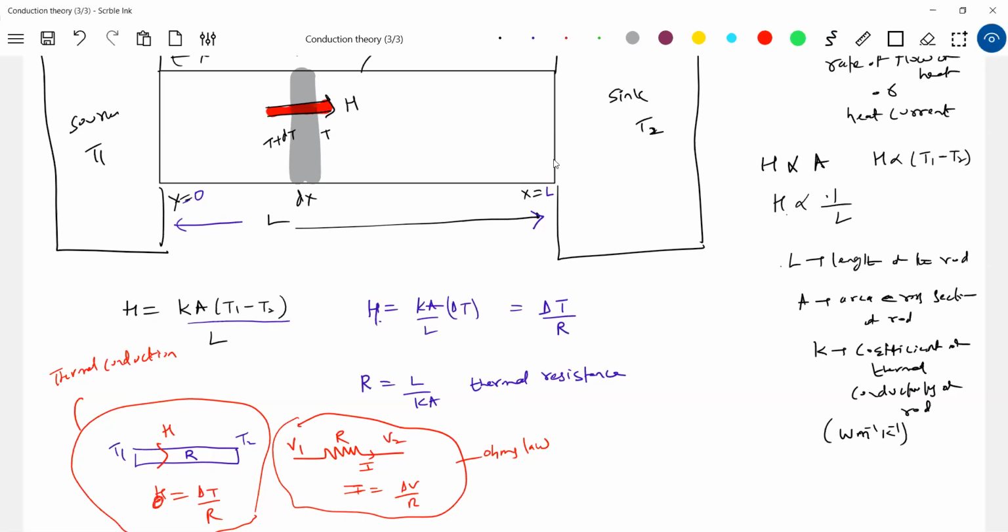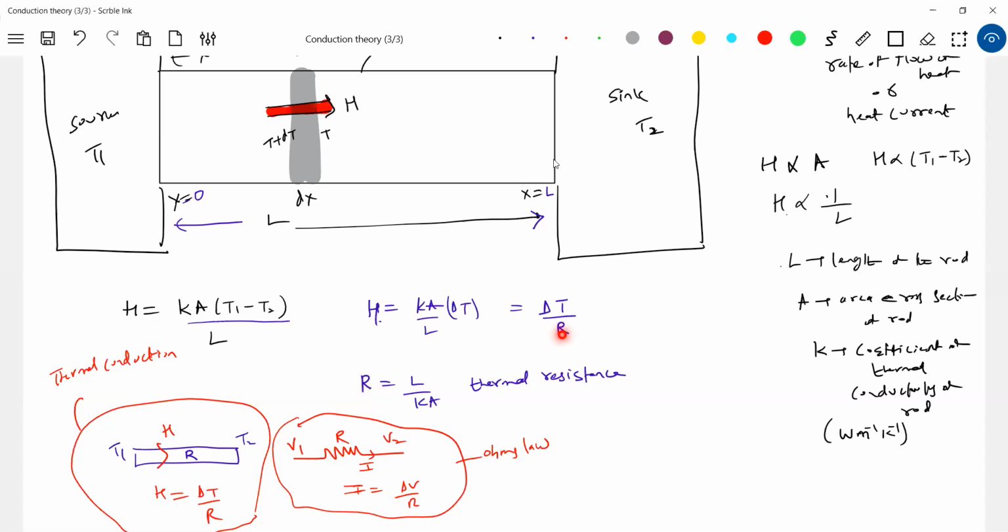This is electrical power. Also, there's a thermal power, temperature difference by resistance. But still, to compare with Ohm's law, similar to current electricity, I'll call this a heat current. Heat current is equal to temperature difference by resistance. So what will I call this one? A thermal resistance.